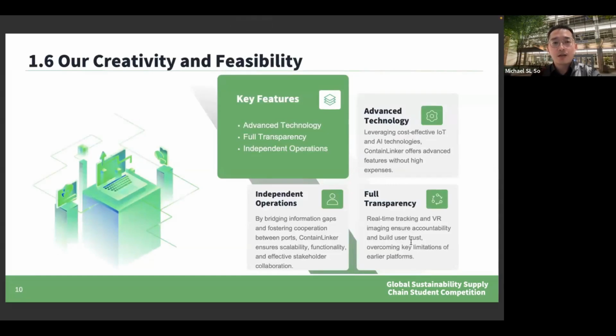Container Linker addresses the 3 issues. By adopting cost-effective advanced technology such as AI, IoT, and blockchain, the platform is able to conduct container tracking at scale. It also provides real-time information between ports and improves operation efficiency.